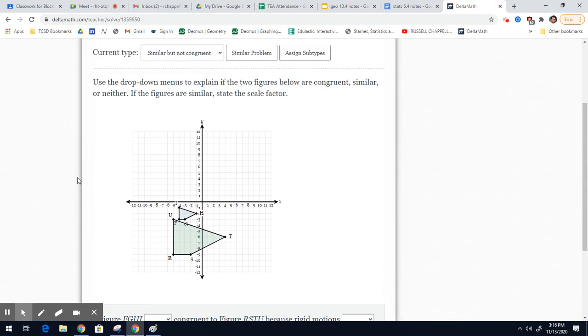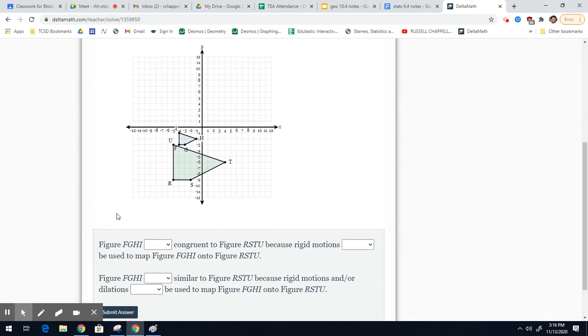All right, so if you take a look at this problem, now it says use the drop-down menus to explain if the two figures below are congruent, similar, or neither. If the figures are similar, state the scale factor. So if I take a look here, are they going to be congruent? Well, are they the same shape and the same size? Same shape. Yes, they have this flag look, so I believe they're the same shape. Same size? No way. This top blue one is a lot smaller than the green one. So they, to me, are going to be similar.